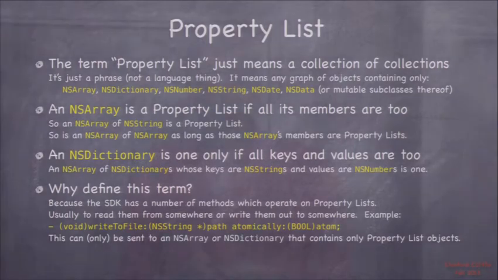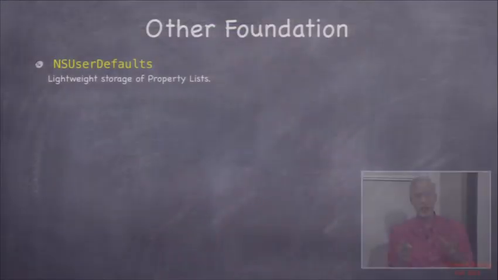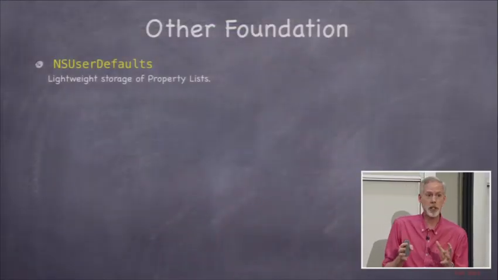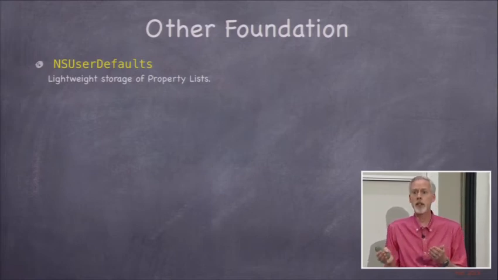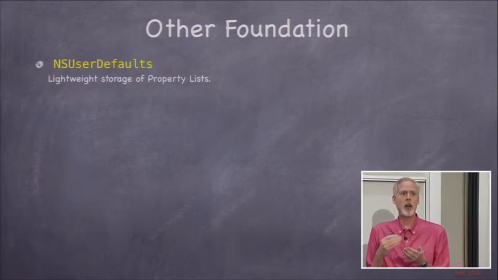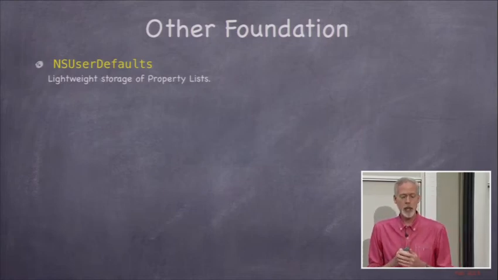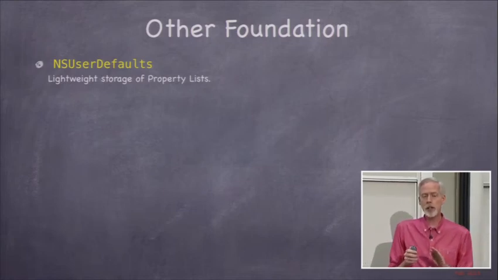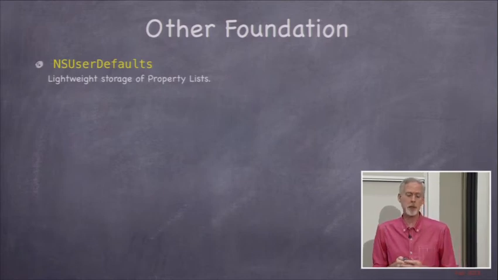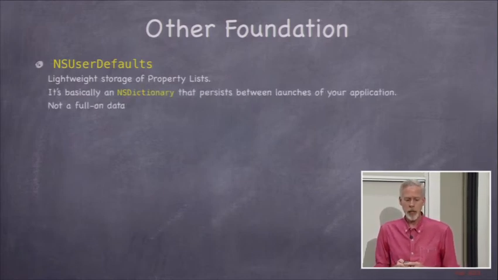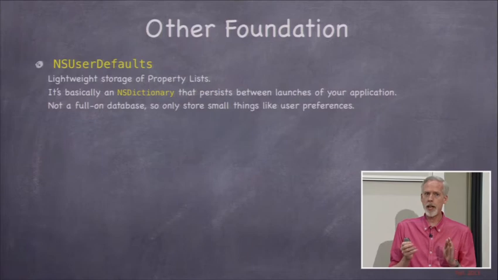Make sense? And in fact, I'm going to show you one class that only operates on property lists, which is NSUserDefaults. So NSUserDefaults is this one shared dictionary, essentially, that persists even across application launching and exiting. So it's like a permanent NSDictionary, kind of. Everything that's stored in the NSUserDefaults database has to be a property list. Okay, so it's not a full-on database, though.